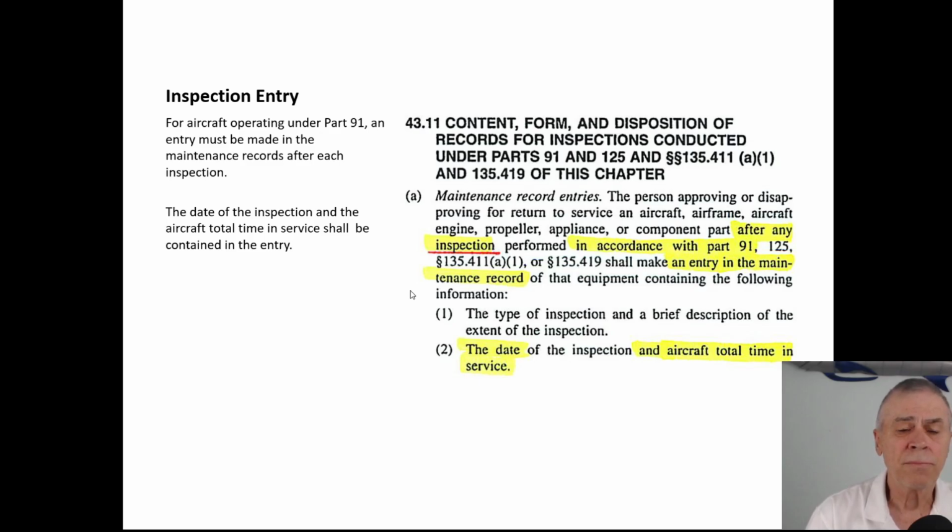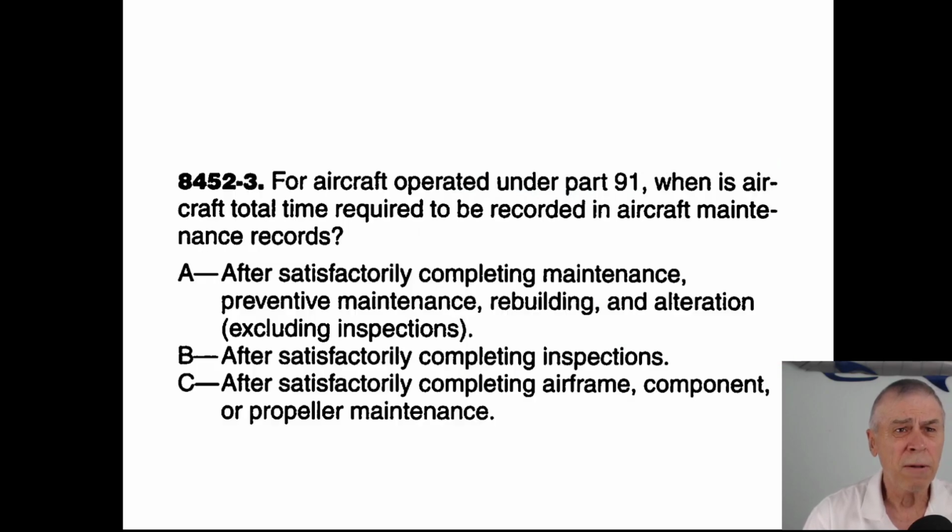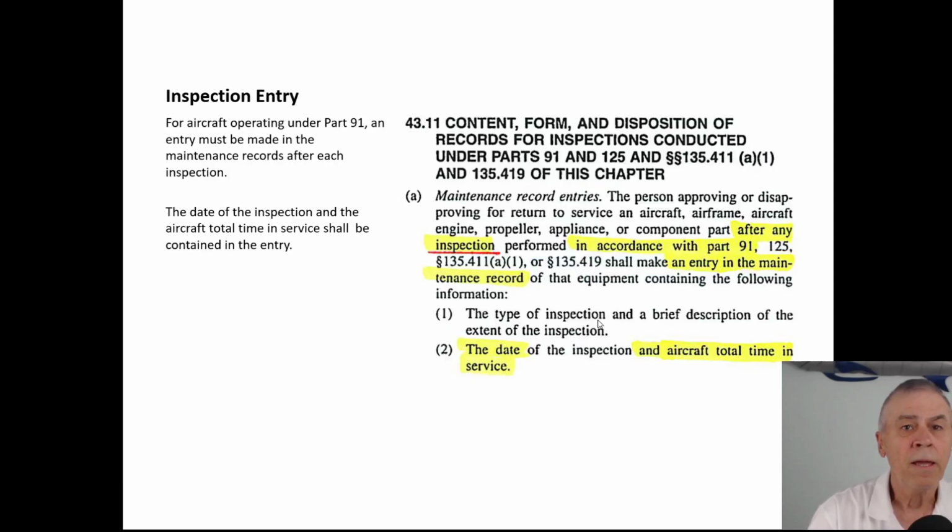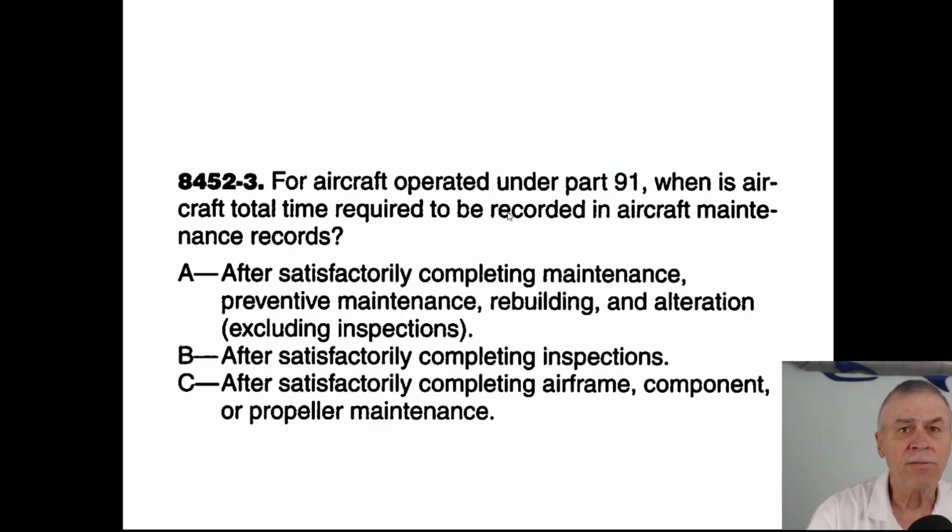Okay, well, based on how I've been doing things, I'll bet a question's going to pop up. Sure enough: for aircraft operated under Part 91, when is aircraft total time required to be recorded in aircraft maintenance records? And I'm glad I talked about it a little bit, because A specifically says after completing maintenance, which you do not need total time in service. B, after satisfactory completing inspections? Yes. Or C, after satisfactory completing airframe component or propeller maintenance? No, again, you do not need time when you do the maintenance, just for the inspections. If you look at the maintenance requirement, it doesn't have the highlighted part in the last, so I'm going to say this one's B.